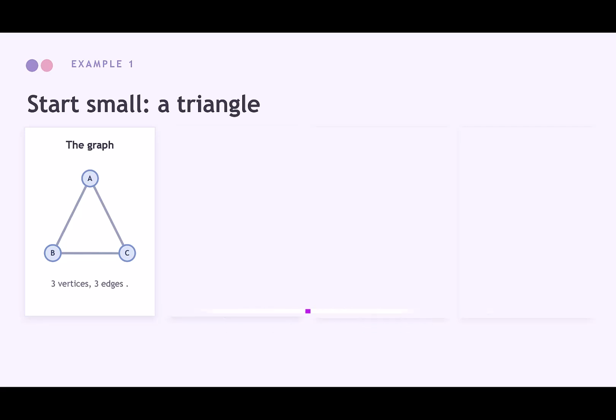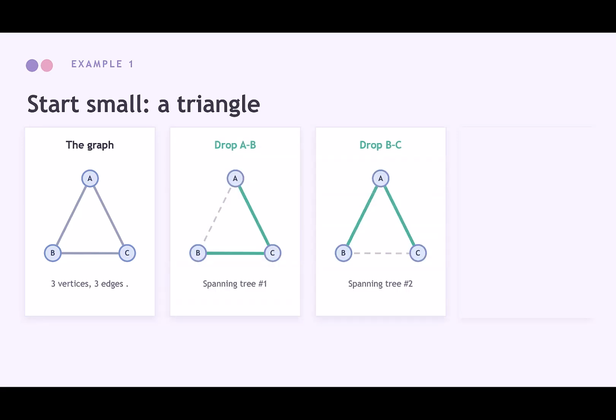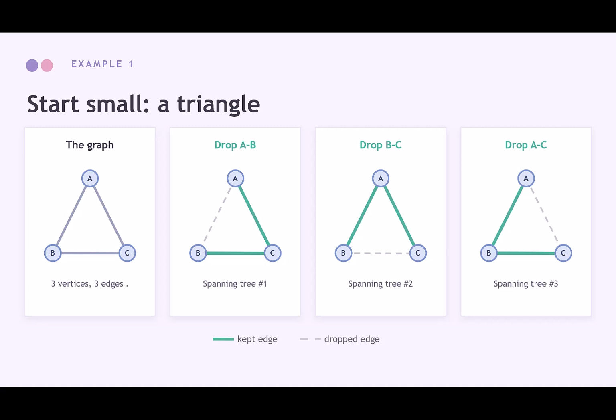We have choices in which edge we could drop. We could drop AB, we could drop BC, or we could drop AC. So there are three different spanning trees we can get for our original graph. In all of these graphs, the green line shows I kept the edge and the dashed line shows I dropped the edge.